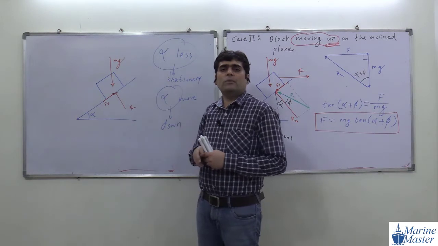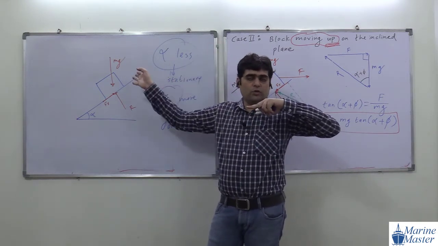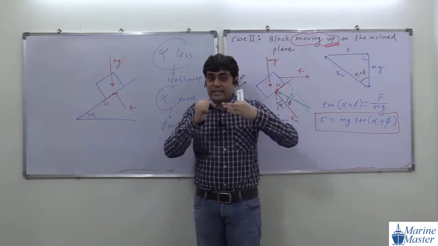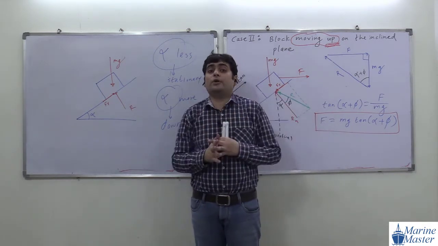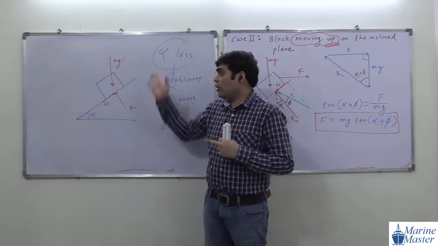At a particular value of alpha, if the value of alpha is more, then the object will go down. If the value of alpha is less, so here there is a point. We will call that the critical point. If alpha is greater than that critical point, then the object goes down.